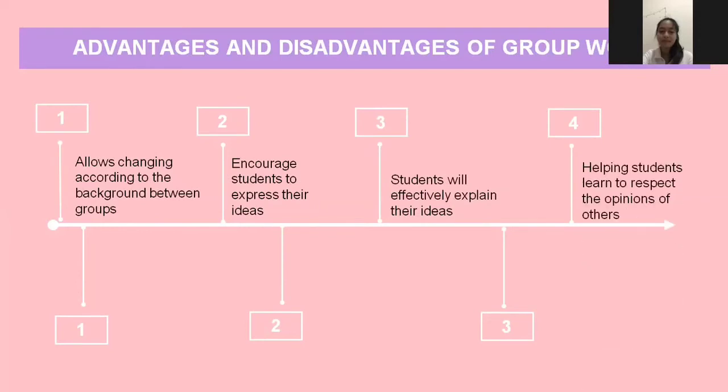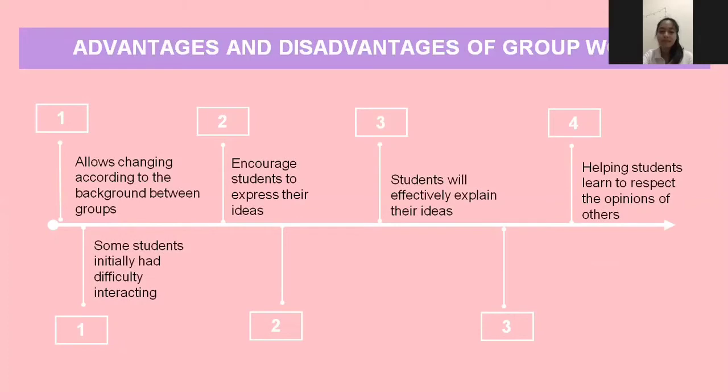The last is group work helps students learn to respect other students, both the smart and the weak, and work with each other. Disadvantages of group work.